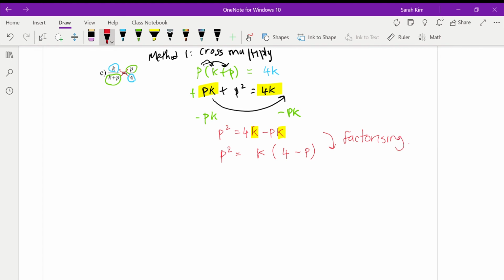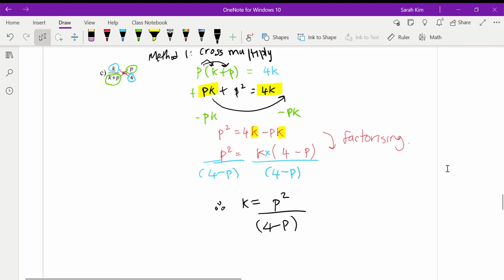So p squared equals k(4 take p), but I want k by itself, so I'm going to get rid of basically everything else that's not k. I'm going to divide by 4 take p because there's a times sign there. Alright, so therefore my k is going to be p squared divided by 4 take p. You can put a bracket there, you don't have to, it doesn't really matter. And that's it.